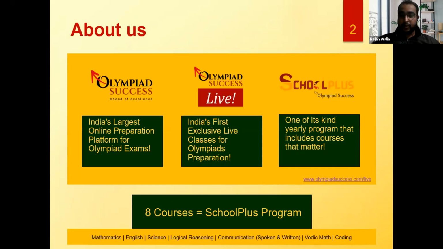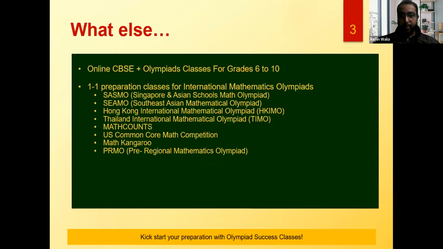We have Olympiad live classes. We also have the School Plus program. In the School Plus program, we offer 8 courses: mathematics, English, science, logical reasoning, communication, spoken and written both, Vedic maths, as well as coding. We also offer online CBSE plus Olympiad classes for grade 6 to 10 and one-on-one preparation classes for International Mathematics Olympiads like SESMO, CMO, HKIMO, TIMO, Math Count, US Math Competition, Math Kangaroo, and PRMO.